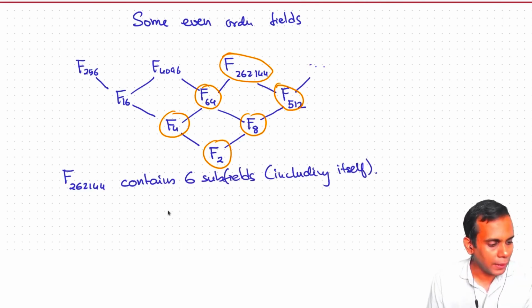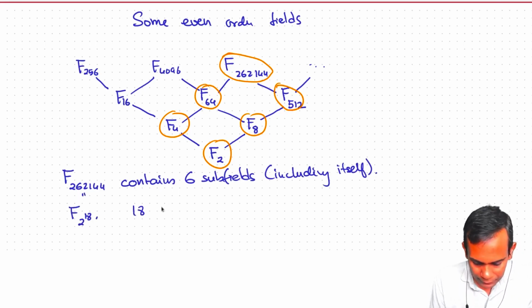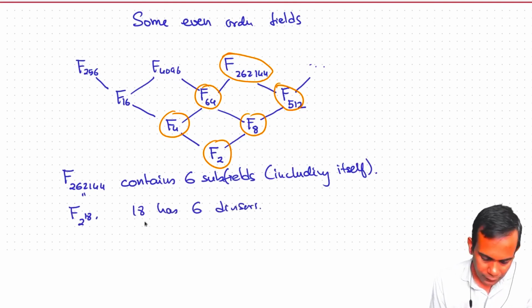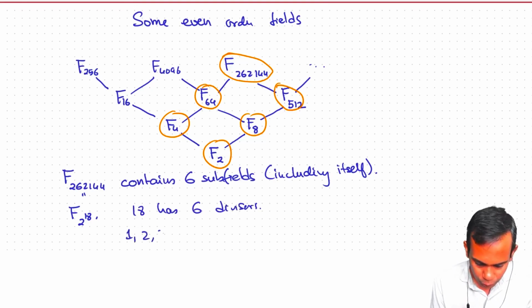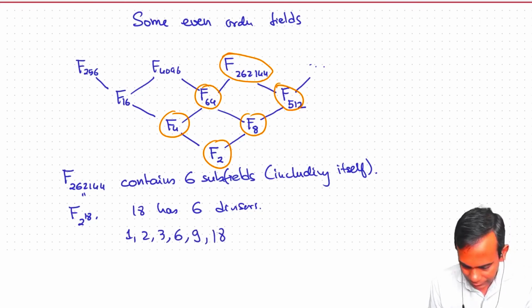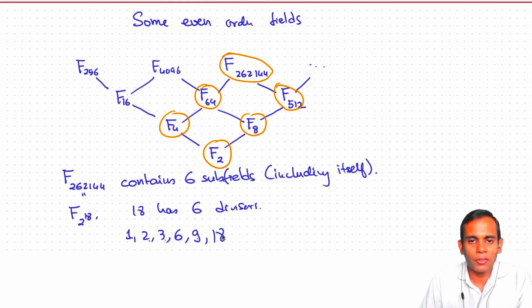So what does this reflect? This is F2 to the power 18, and 18 has 6 divisors. The divisors of 18 are 1, 2, 3, 6 and 9, and then finally 18. 1, 2, 3, 4, 5, 6. So the number of subfields of a field of order p to the n is equal to the number of divisors of n.